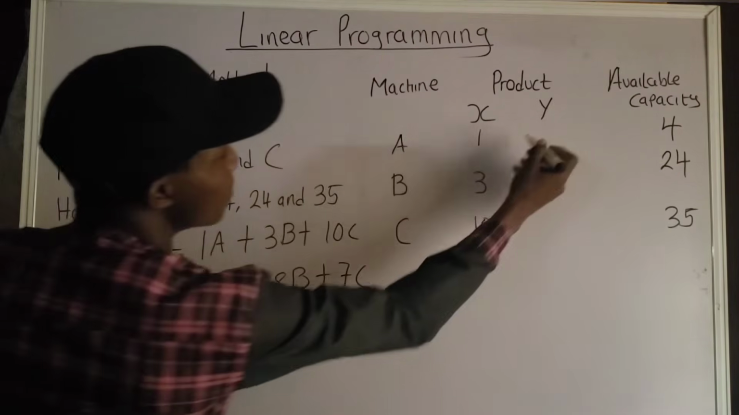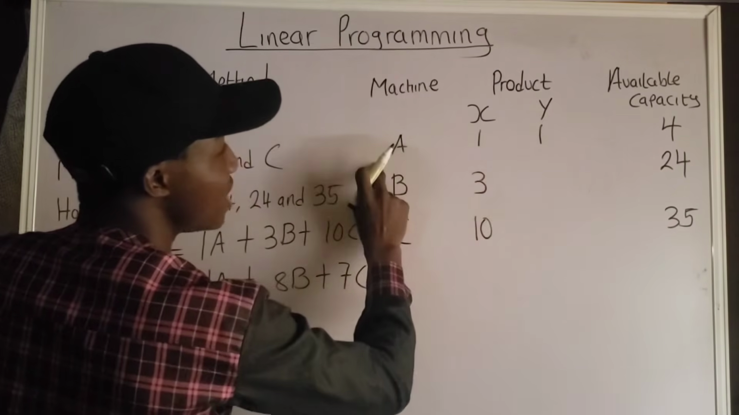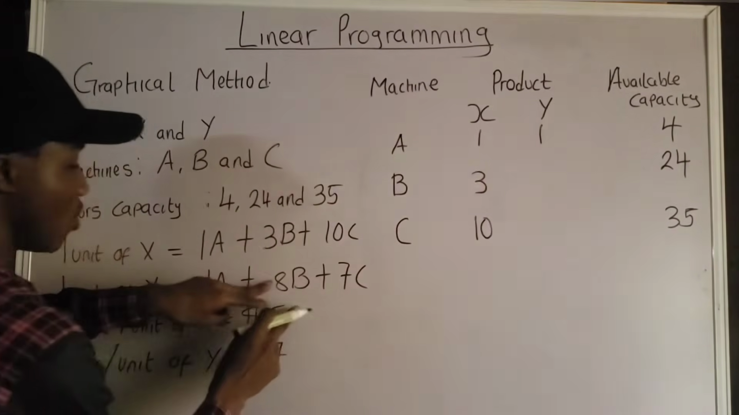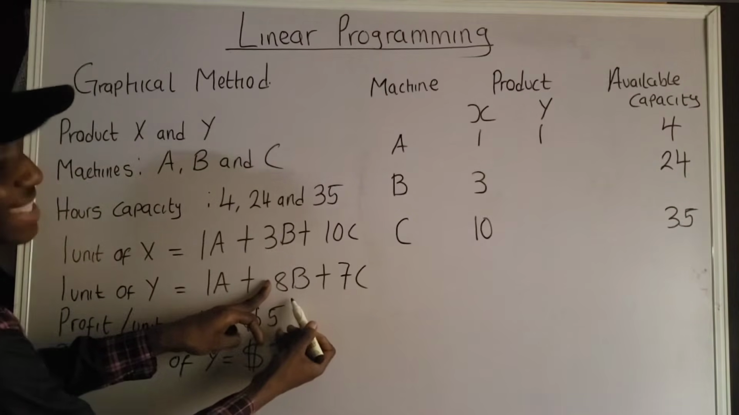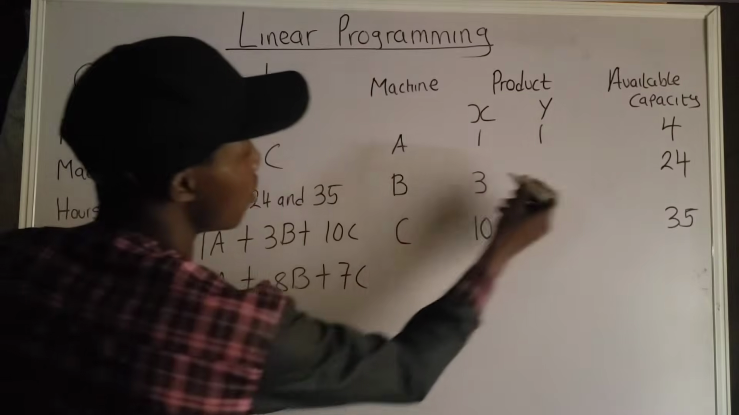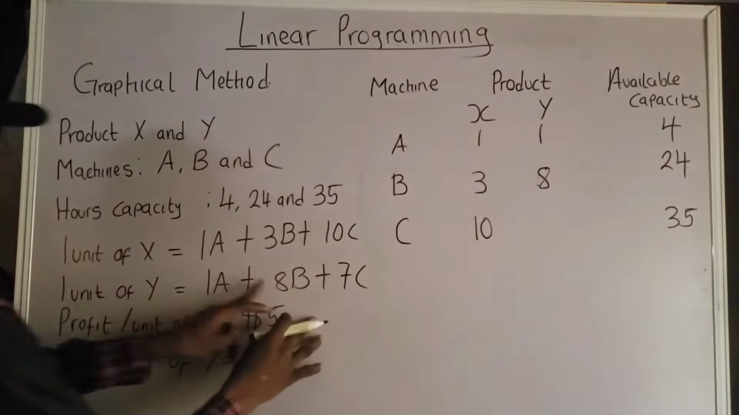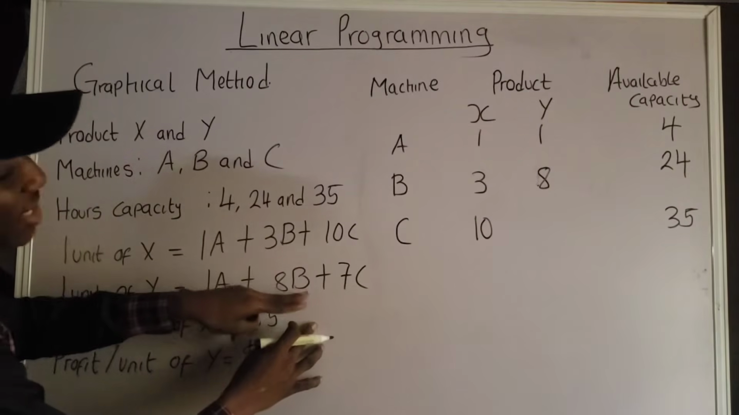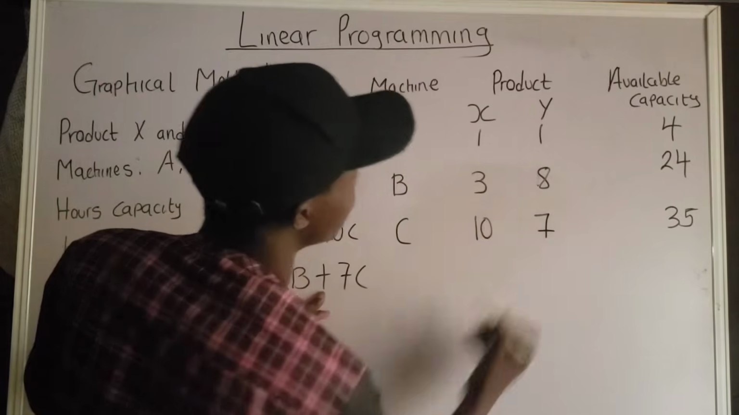1 hour of machine A. Don't forget that this is also 1 hour of machine A to produce 1 unit of Y. Okay. And also, the company needs 8 hours of machine B. So I'm going to have 8 in this place. To produce 1 unit of Y, the company still needs what? 7 hours of machine C. So I'm going to have 7 in this place.